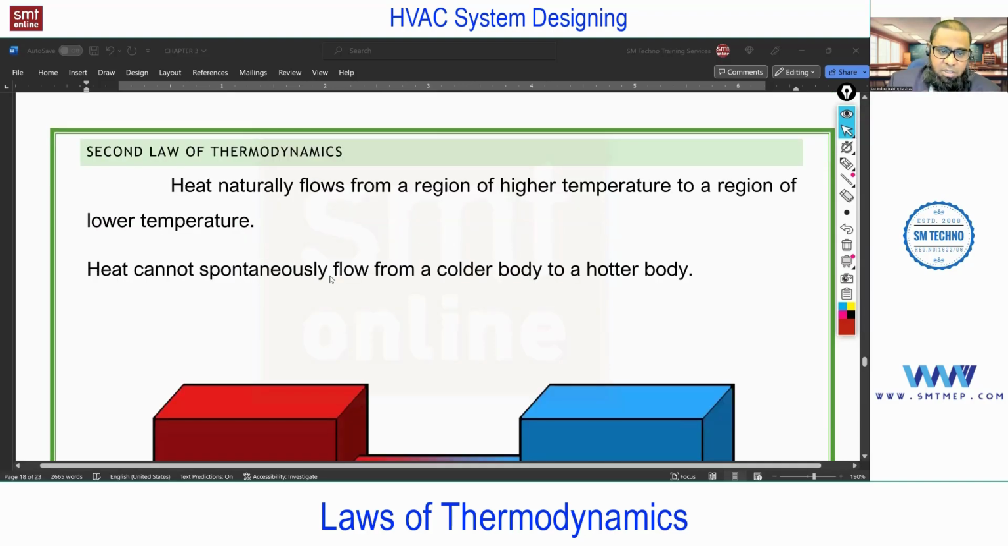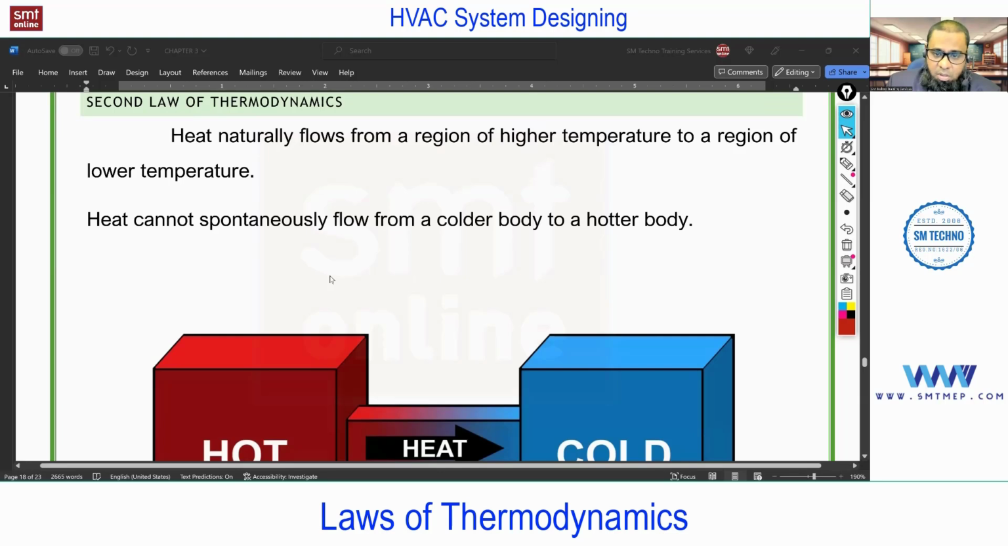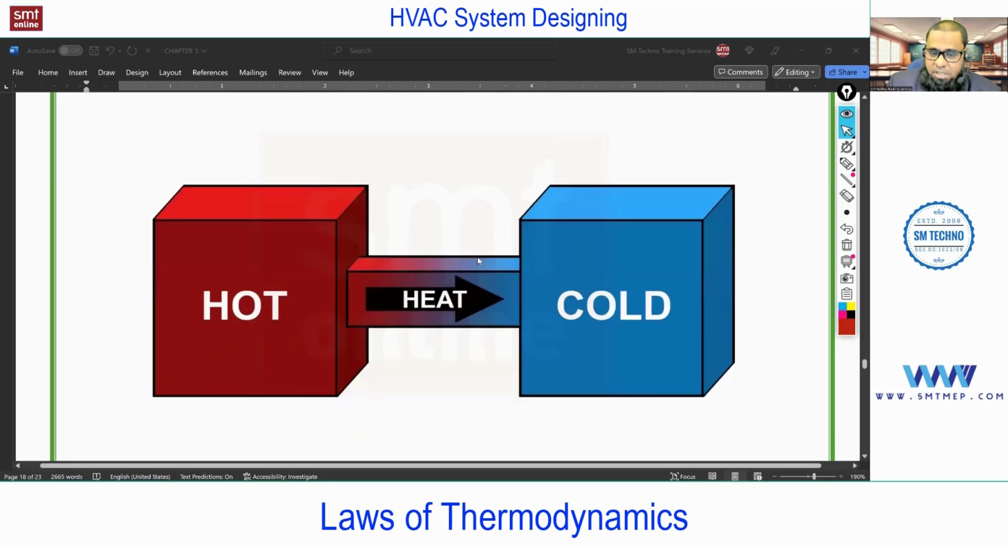But you see, heat cannot spontaneously flow from a cooler body, means a low temperature body, to a high temperature or hotter body. But if you want to do this, then we require a system. You see, first case, hot and cold. When you physically connect, automatically the heat will start transferring from the hot body to the cold body without any additional work or additional system.